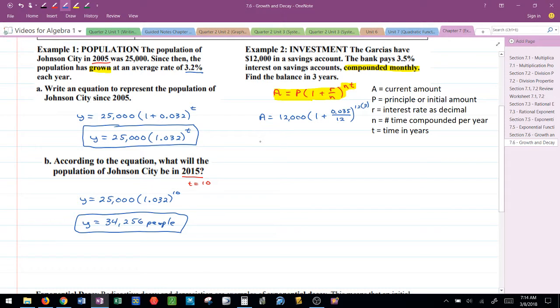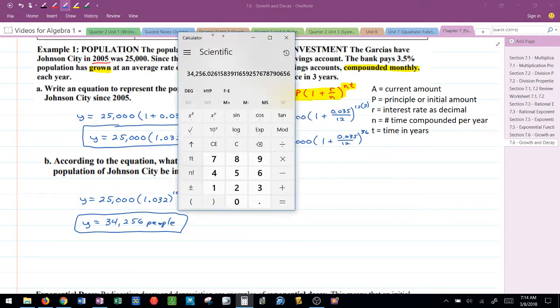All right? So let's clean this up before we go to the calculator. We've got 12,000 times 1 plus 0.035 over 12 raised to the 12 times 3, which is 36 power. All right. So let's go to this calculator now.